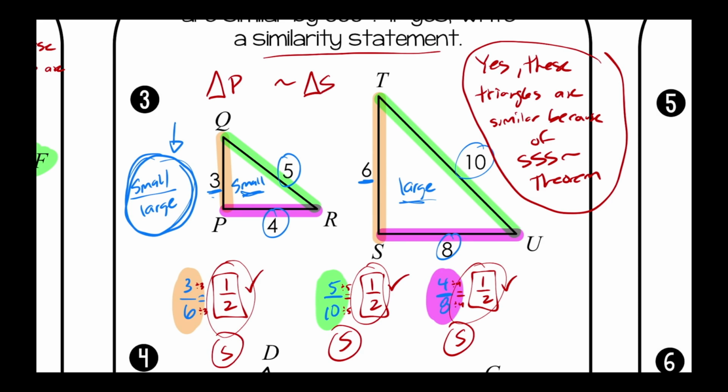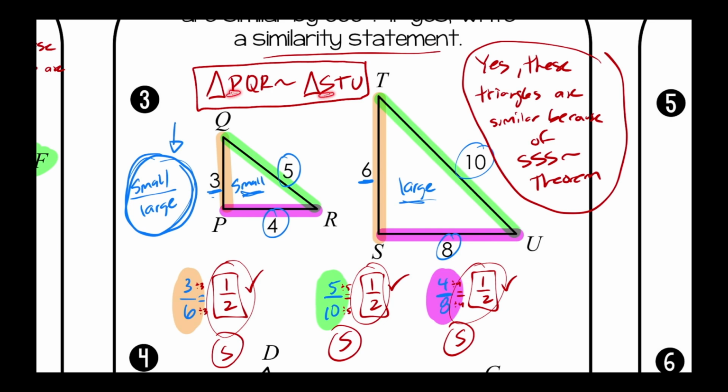P and S match. This corner is orange and green. This corner is orange and green. So that means Q and T match. So I'm going to put those second. Then over here, green, pink, those match. So that means R and U match. So I'm going to put R first, R on this side, and U over here. And there you go. There's your similarity statement.